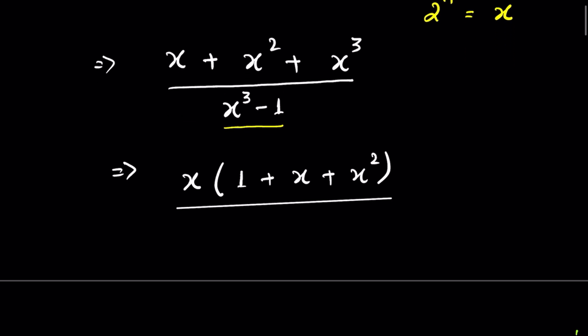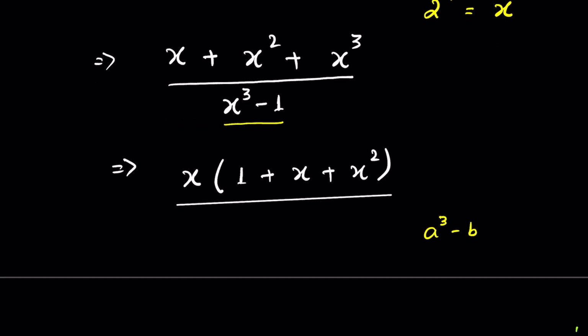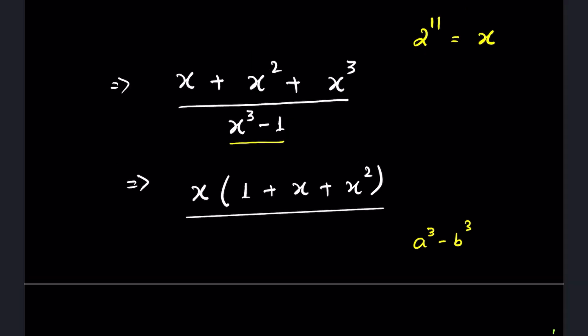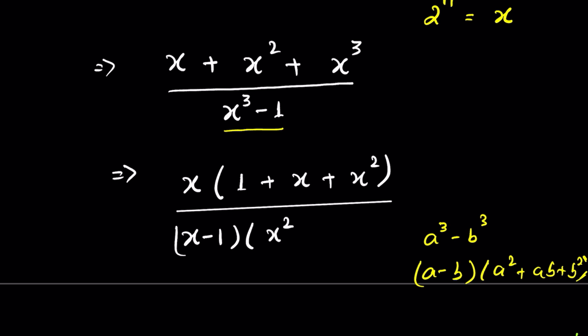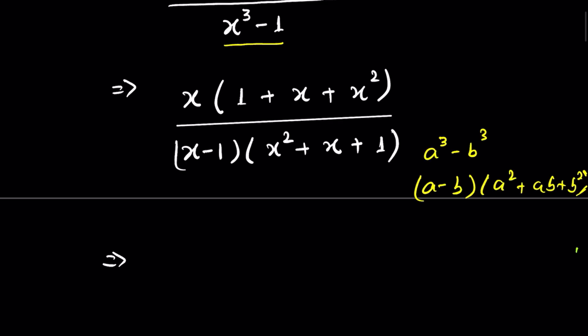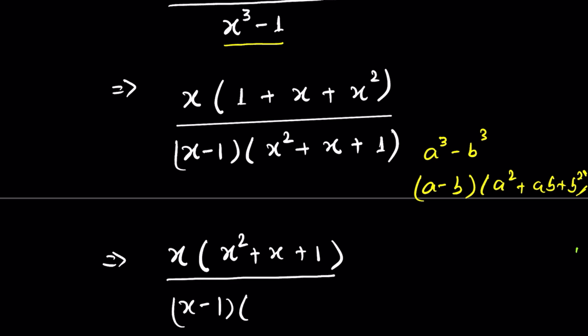This is in the form of a cube minus b cube, and we can expand it as a minus b times a square plus ab plus b square. So this we can write x minus 1 times x square plus x times 1 is x plus 1 square. Now this we can rearrange and write x square plus x plus 1. There is no change in the equation, upon x minus 1 times x square plus x plus 1.